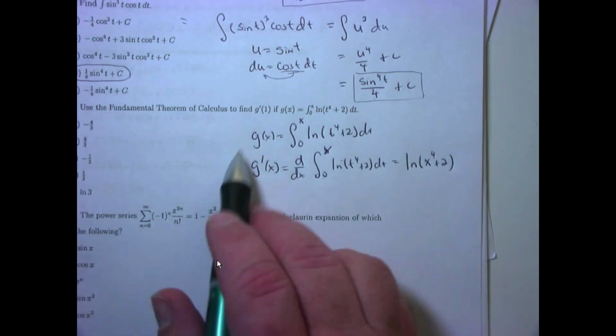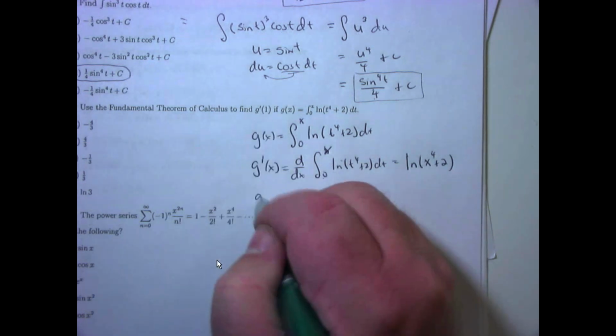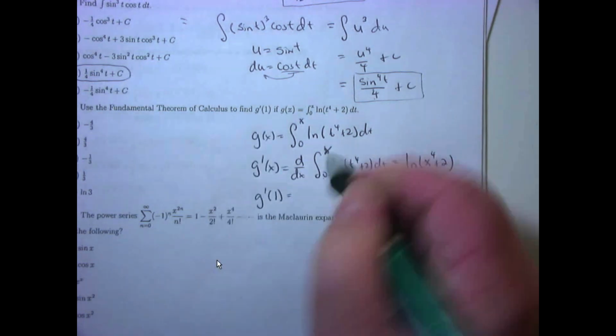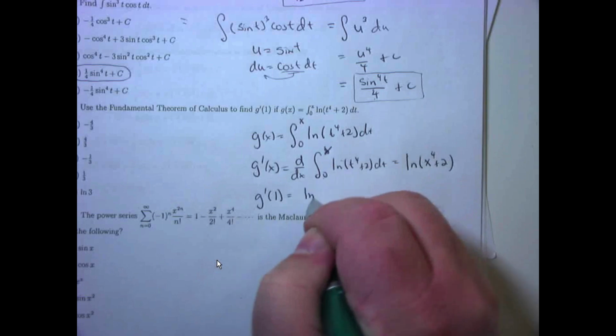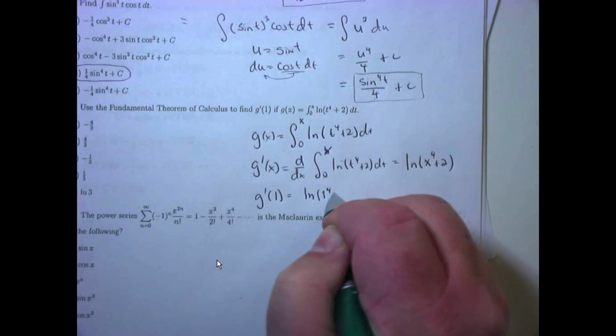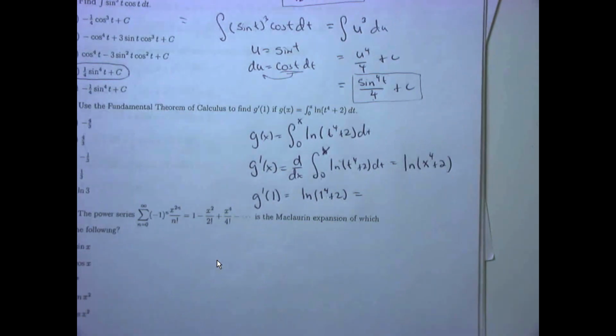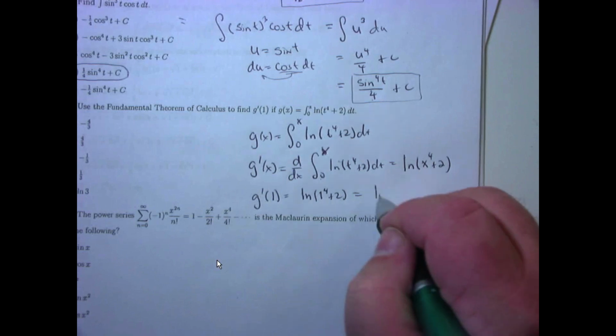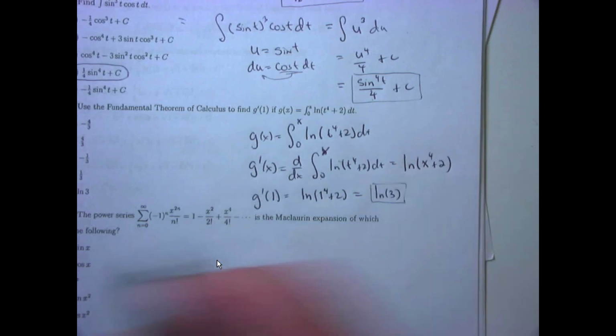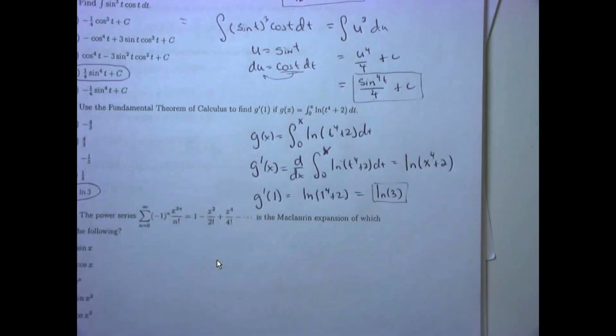But what was the question on this one? Oh yeah, we want to find g prime of 1. So now all I'm going to do is take g prime and replace all the x's with 1. This gives me the natural log of 1 to the 4th plus 2. 1 to the 4th is 1. Remember, no calculator on this section. Plus 2 is 3. So the answer to this problem is the natural log of 3, which is answer E.